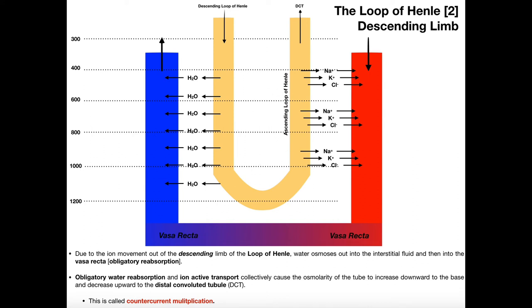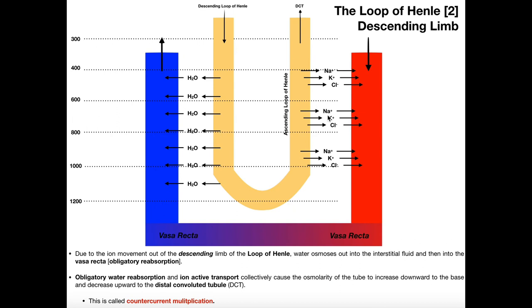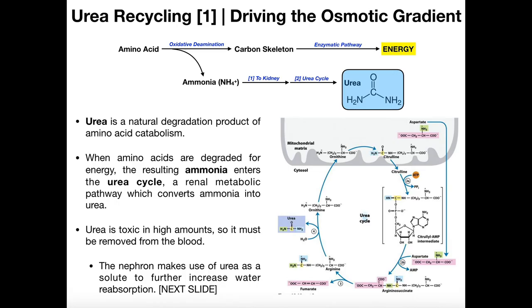So hopefully this made sense to you. In the next video, we're actually going to continue with the loop of Henle and do something called urea recycling. And what we're going to see is that urea actually is going to play a role in adding to this osmotic gradient and driving even more water reabsorption. Okay? The most important thing of the loop of Henle, other than these ions, is to get that water reabsorbed. Water volume in the blood is extremely important. And so we can actually get more water reabsorption by this process called urea recycling. We're going to talk about that in the next video.